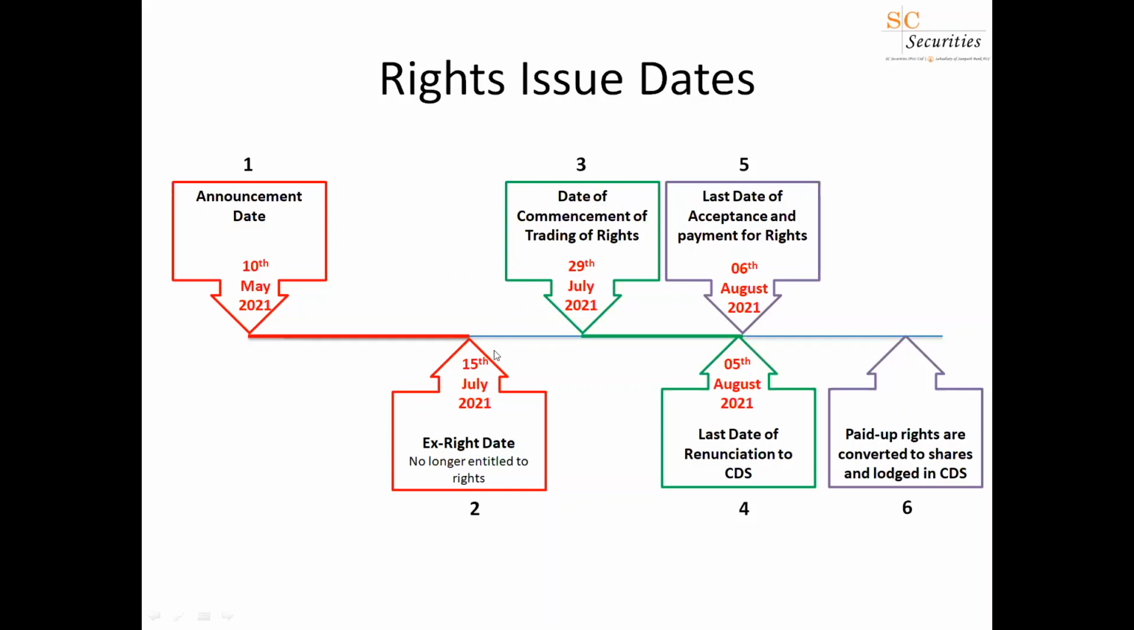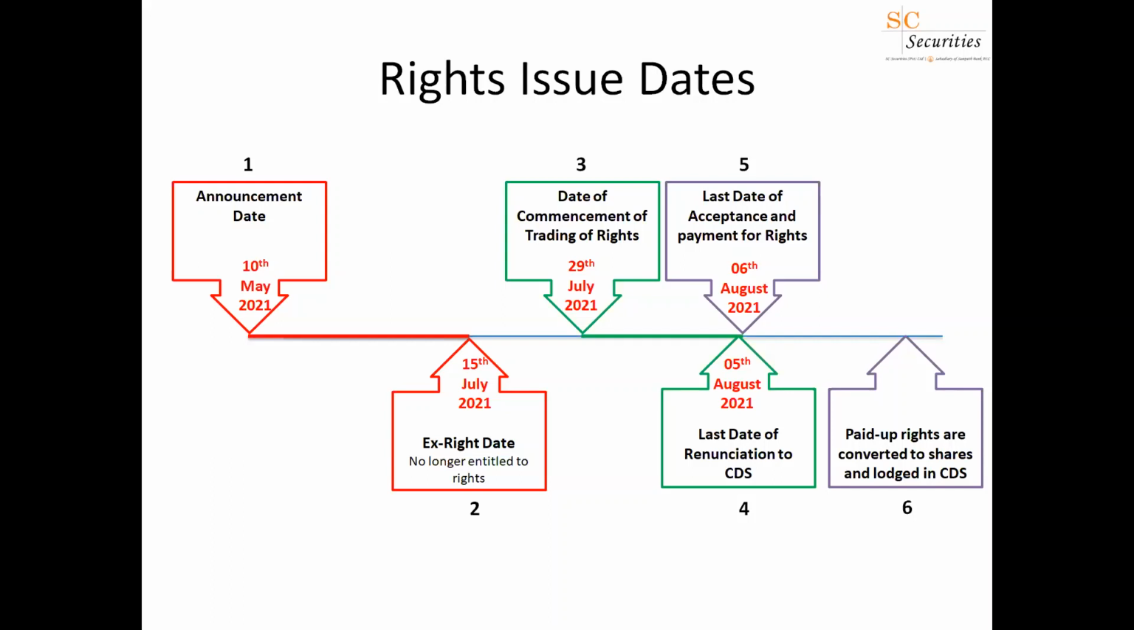So after the ex-right date, you get the allotment letter, and after a few days, the shares would start to, not the shares, I beg your pardon, the rights would commence to trade in the stock exchange. Just like a regular ordinary share, the right would commence trading. So it will be flagged as a right, not as a share. But you can buy and sell rights the same way you buy and sell shares. So these rights would be trading in the market.